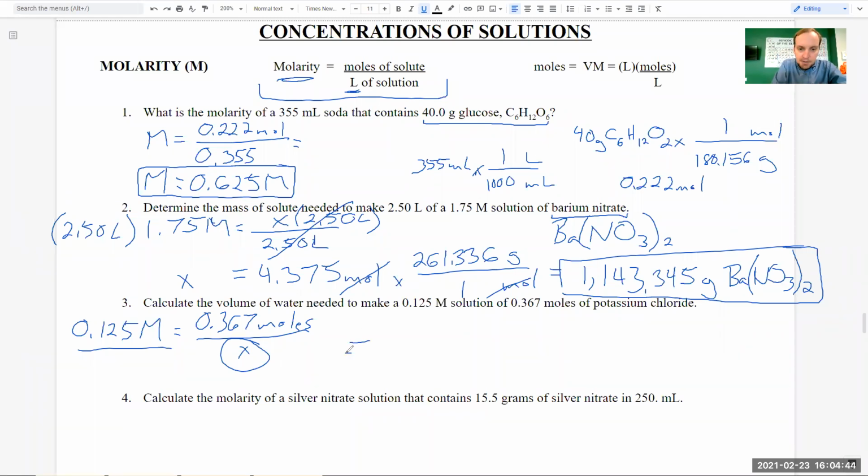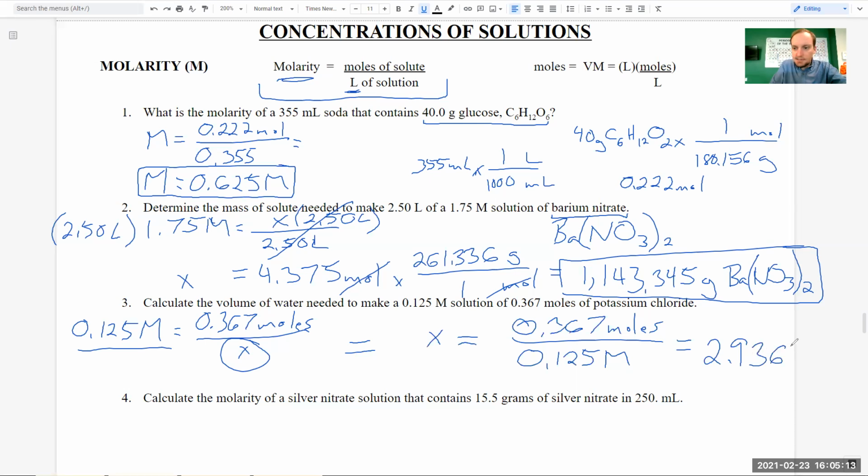So this would be equal to X equals 0.367 moles divided by my molarity, 0.125 molar. Those are the same thing, okay? So I'm just going to make this quite real simple, 0.367 divided by 0.125. That gives me a volume of 2.936 liters. There we go.